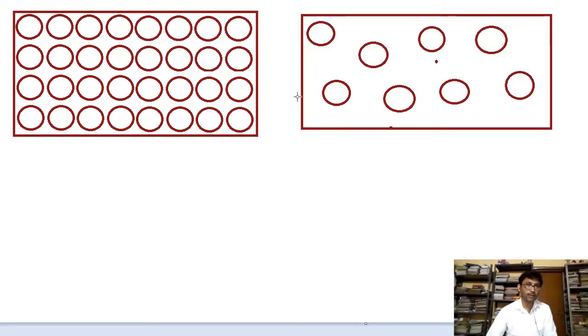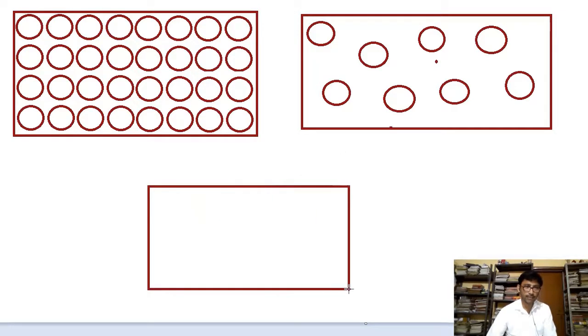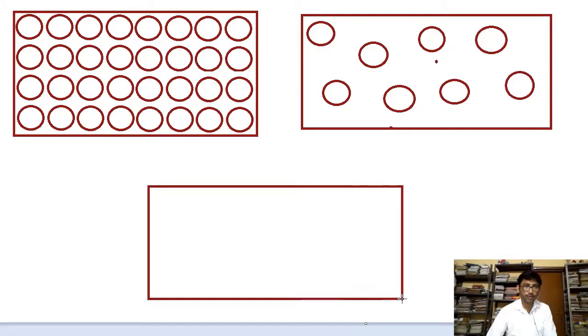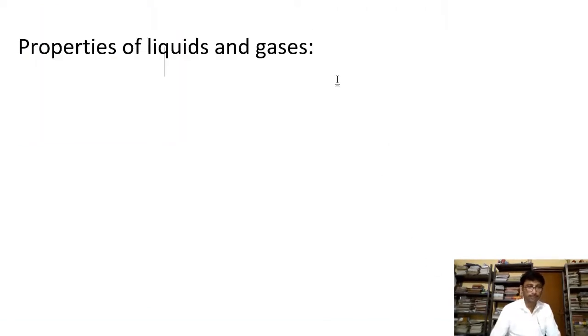And if we now go on to see the particles of gases, what do we find? We find that the particles of gases are very largely separated. Okay, so these are the properties of particles of solids, liquids and gases with respect to the space between the particles. We'll just write it down.